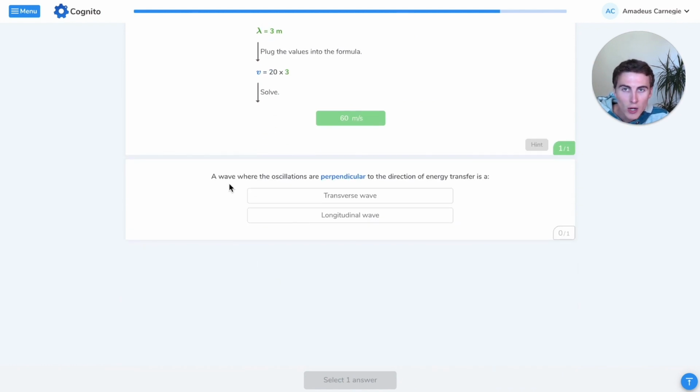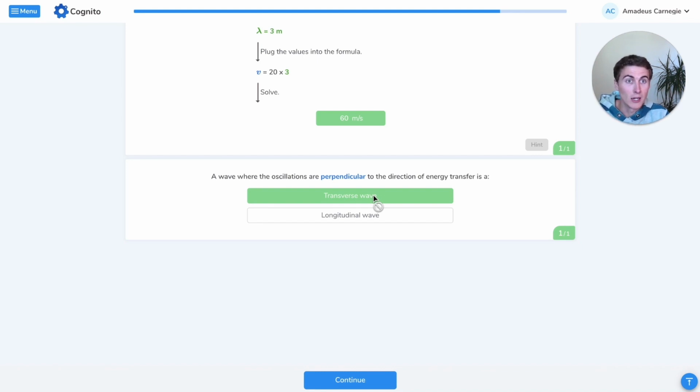So a wave where the oscillations are perpendicular to the direction of energy transfer is a transverse or longitudinal wave. So this is basically saying if the wave is traveling from over here to here, and the oscillations are perpendicular to that, so up and down, what type of wave is that? And that would be a transverse wave. Yeah, transverse waves, like the electromagnetic spectrum, like light and infrared and stuff, they all oscillate perpendicular to the direction that the wave is traveling in.